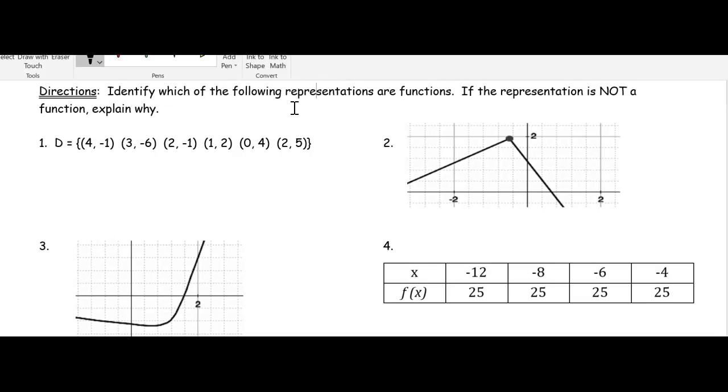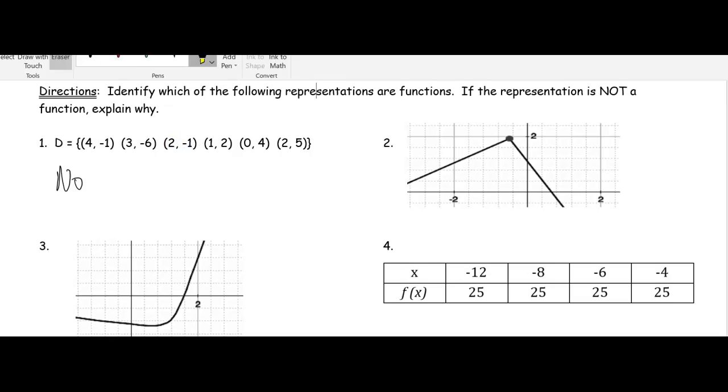Okay, anybody think this is a yes or a no? And I'd like to explain. Bisher, go ahead. I think it's not a function because it crosses 2 twice. The x value of 2? Yeah. Good. So let's go to this point here.